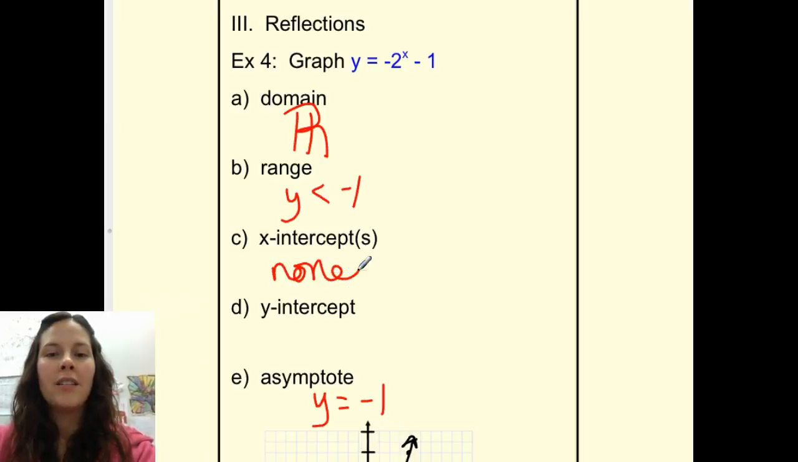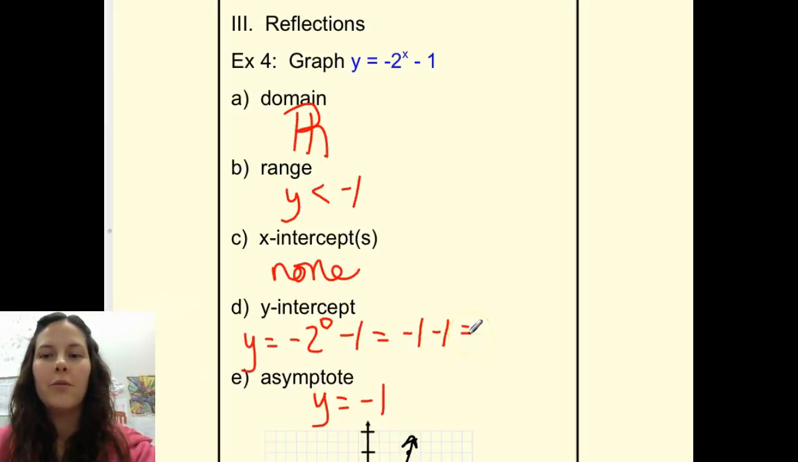And our y-intercept, substituting 0 for x, and evaluating. We get 2 to the 0 power is 1. Make sure you recognize that that negative is multiplication by -1. So exponents come first, so we get 1, and then multiply it by a negative. -1 minus 1 is -2. So we have a y-intercept of 0, -2.